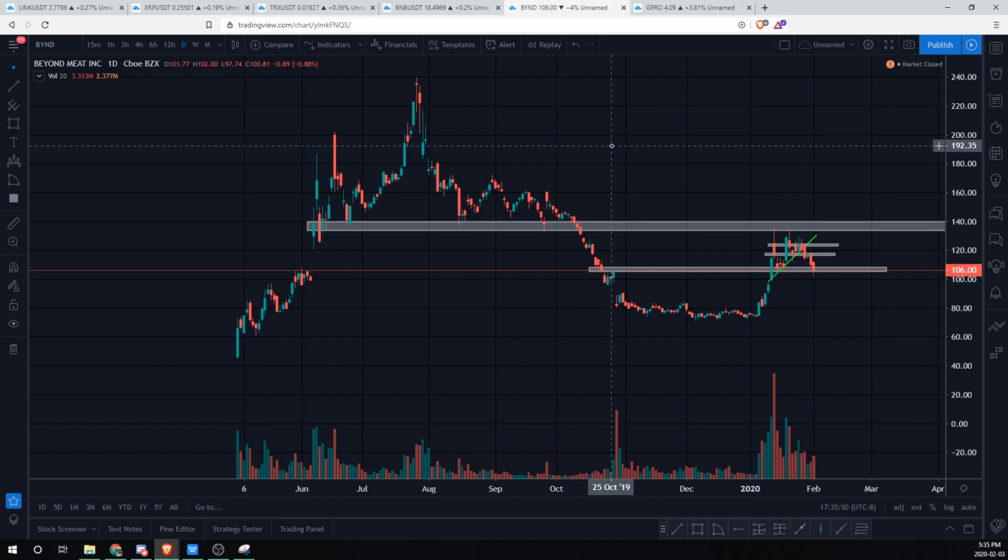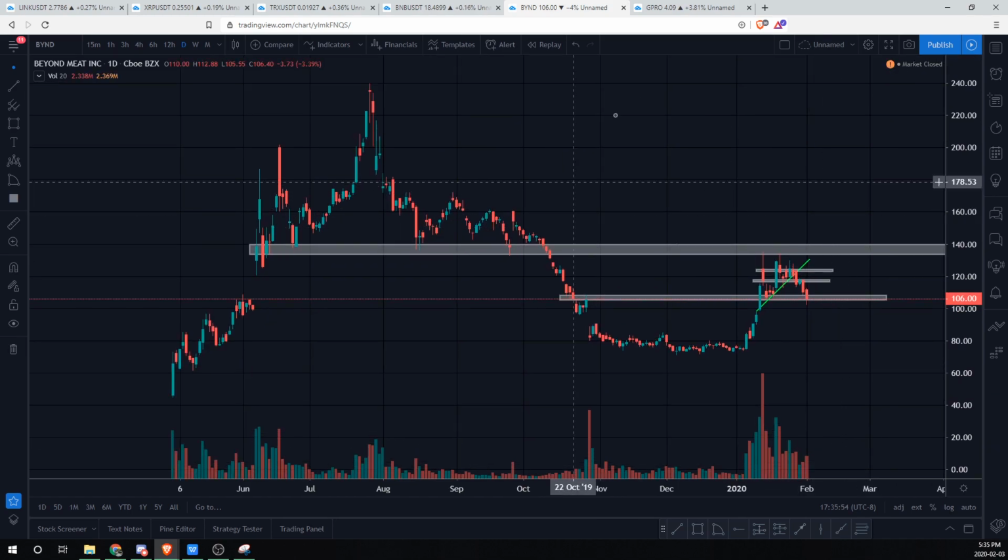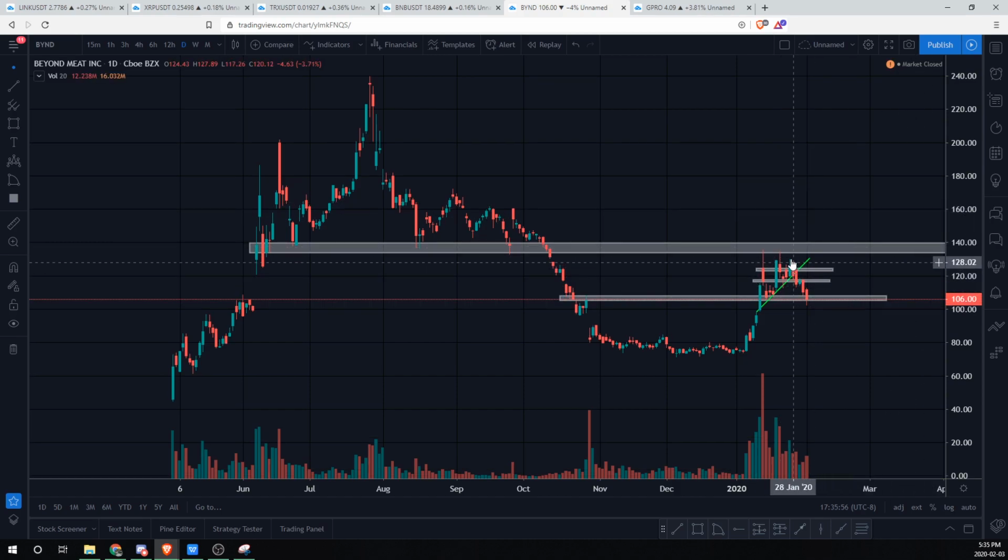outlook on Beyond Meat. There were some people in our Discord who were discussing this as a potential trade for the long, because we saw a move to the upside and it's a pullback. And theoretically, if we are able to hold above the $100 mark, I think there could be a potential play. But if we're breaking down beyond that, I don't think it would be a really good situation.